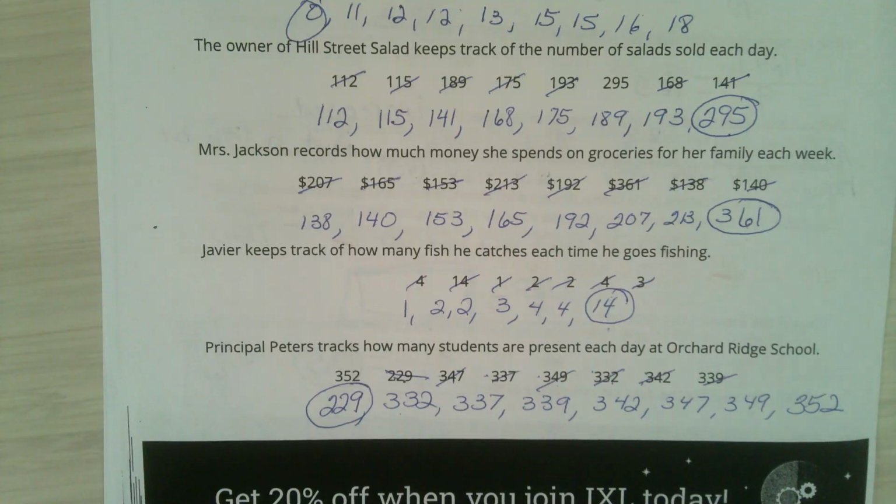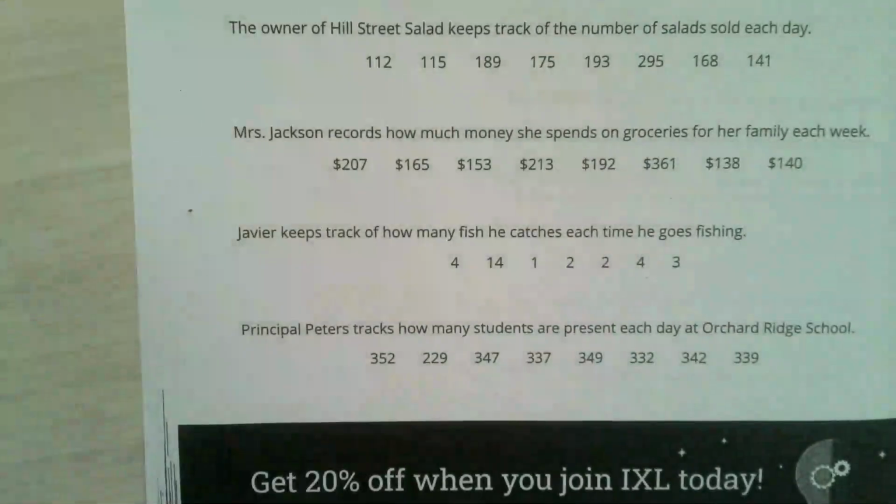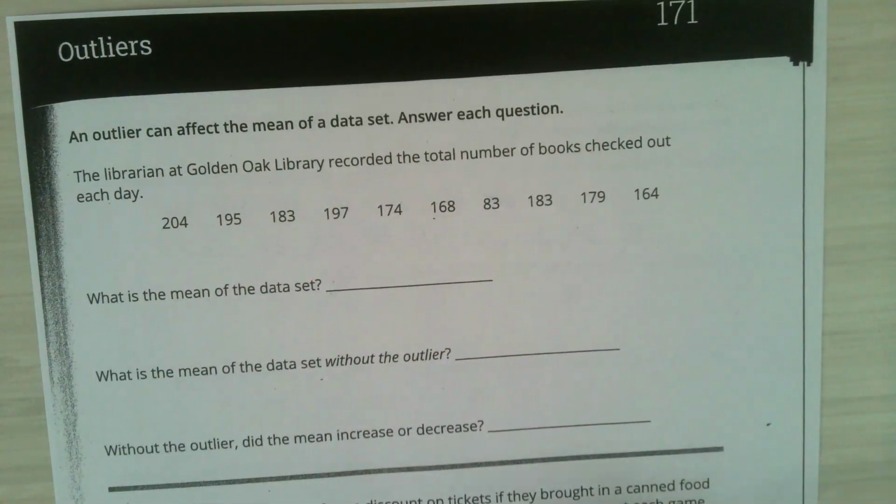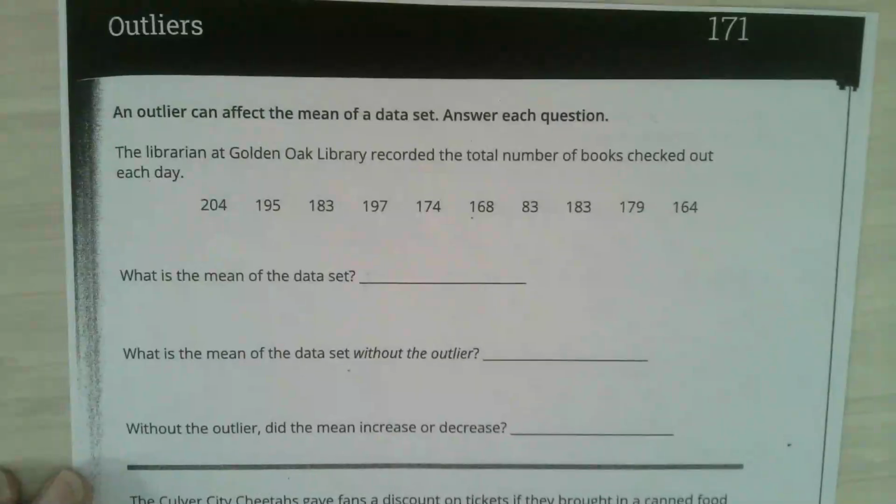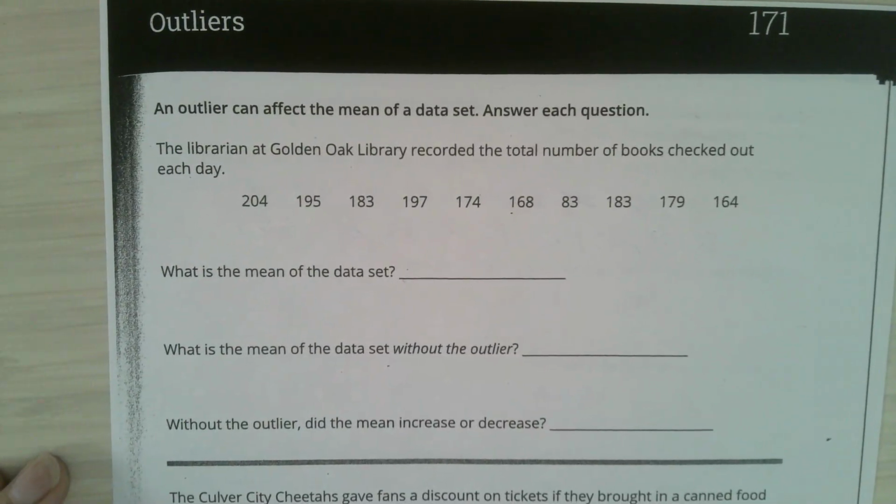Now we're going to go to the back side of the worksheet and do the questions that they have. It says, an outlier can affect the mean of a data set. Answer each question. We're not only going to compare it to the mean, we're going to compare it to the median and the range. And we could say the mode, but the outlier never affects the mode, just FYI.